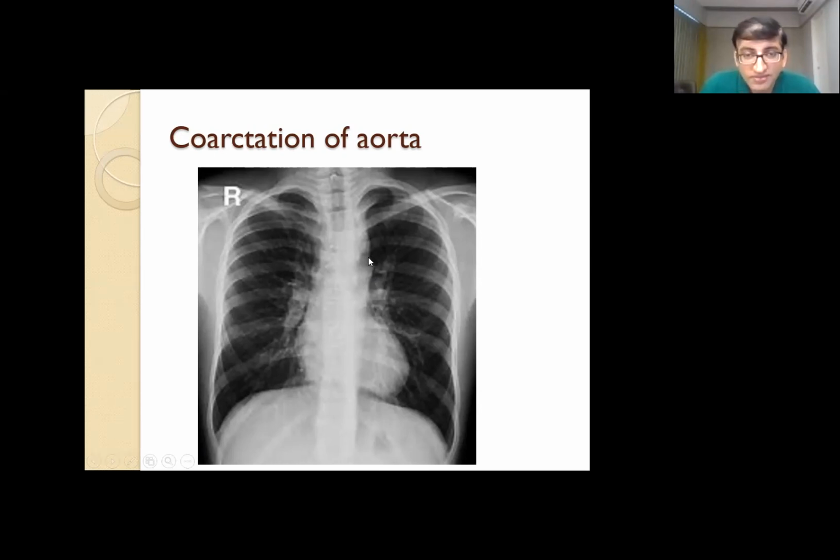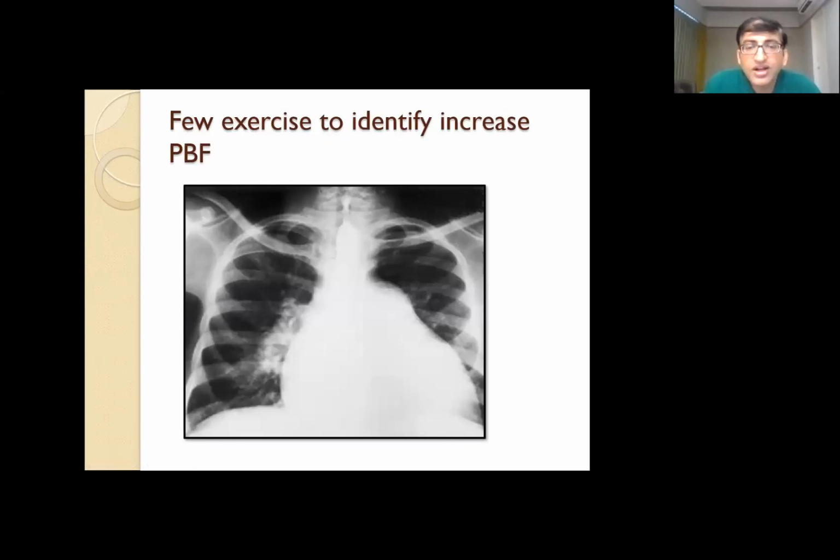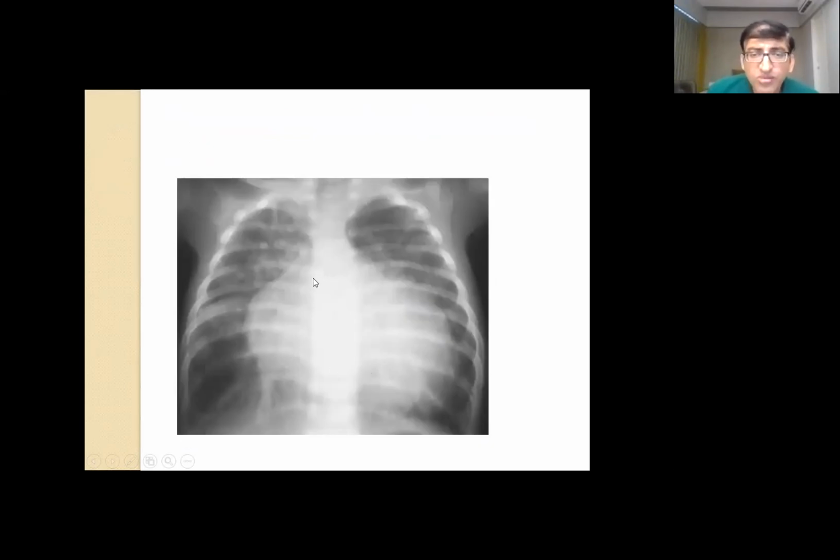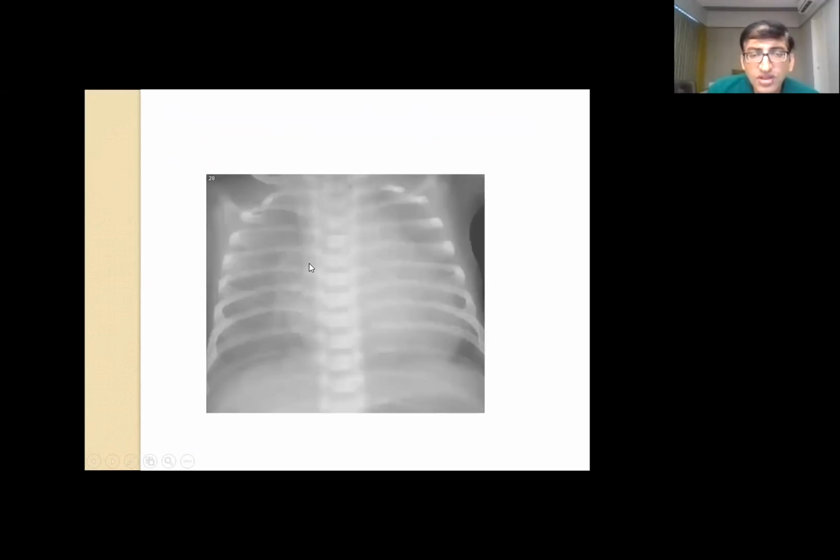So a few exercises to identify. Looking at the X-ray, you will easily be able to say that this child has cardiomegaly, the right pulmonary artery is dilated, and the pulmonary vessels are reaching to the middle and distal two-thirds of the lung field. So it is increased pulmonary blood flow. Here also we have cardiomegaly and the pulmonary vessels are reaching distally, so this is a case of increased pulmonary blood flow. Huge cardiomegaly with significant increase in pulmonary blood flow. Here again we have huge cardiomegaly and increased pulmonary blood flow.